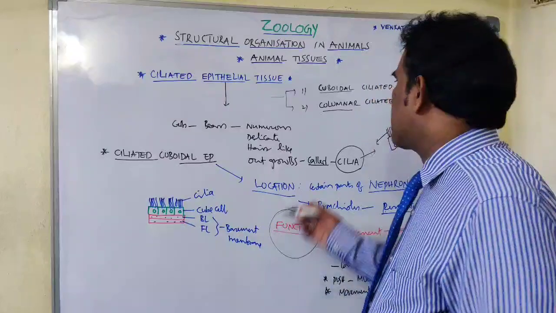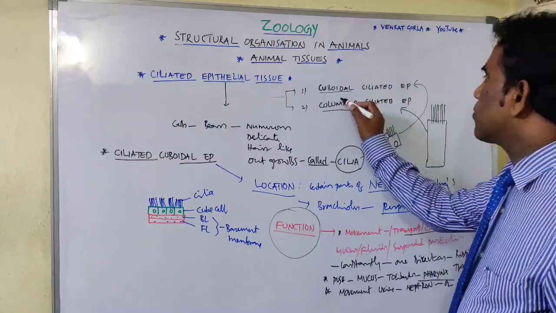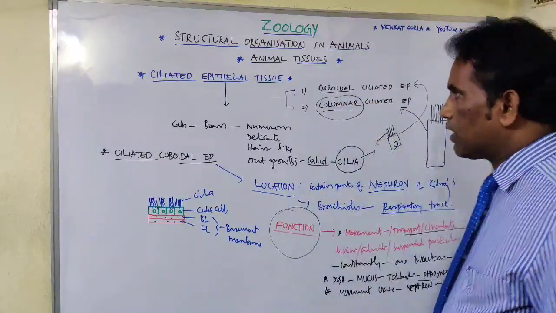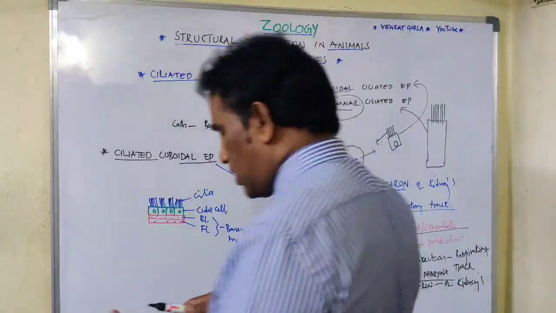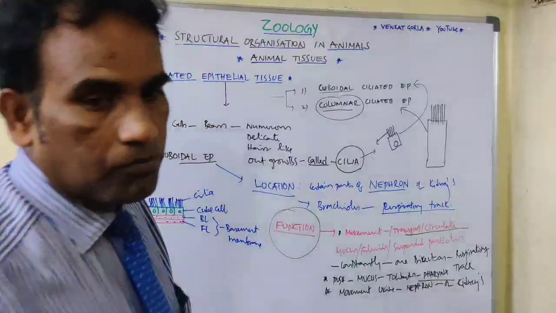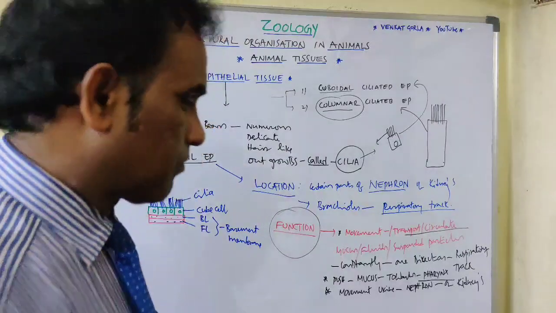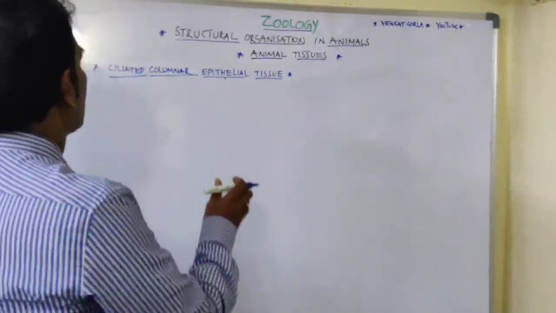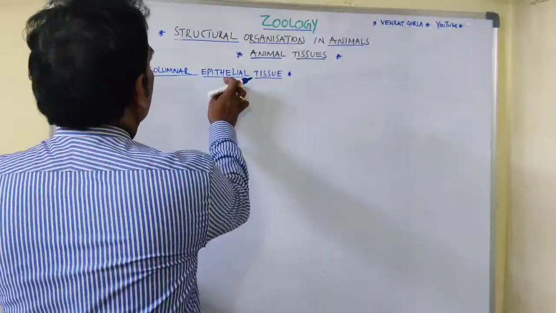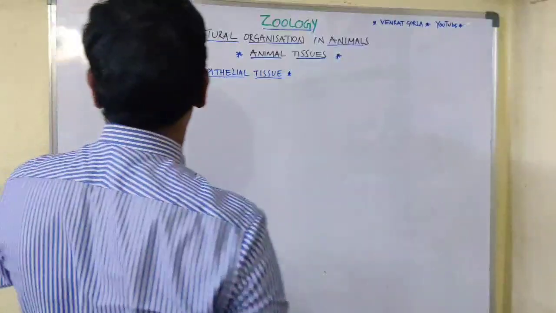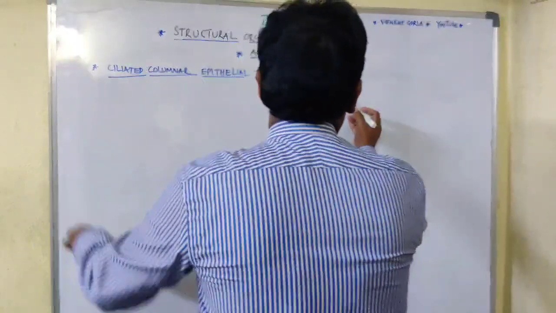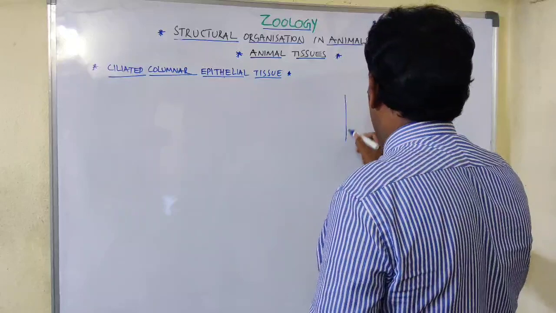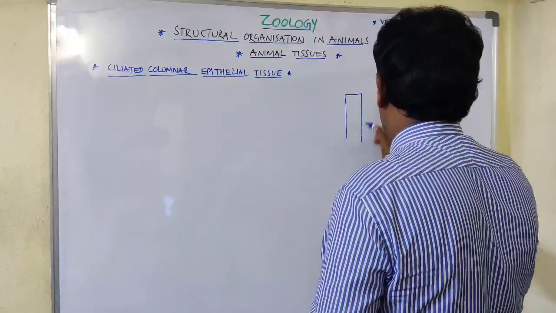Another type of epithelium is columnar epithelium. Now let's see the ciliated columnar epithelial tissue, as shown in the diagrammatic representation.